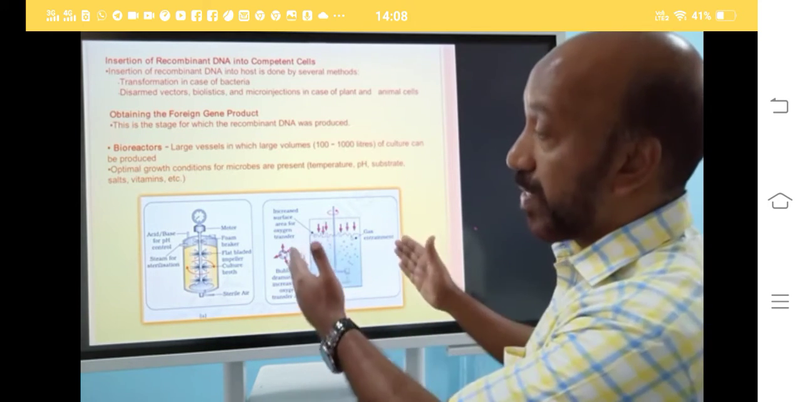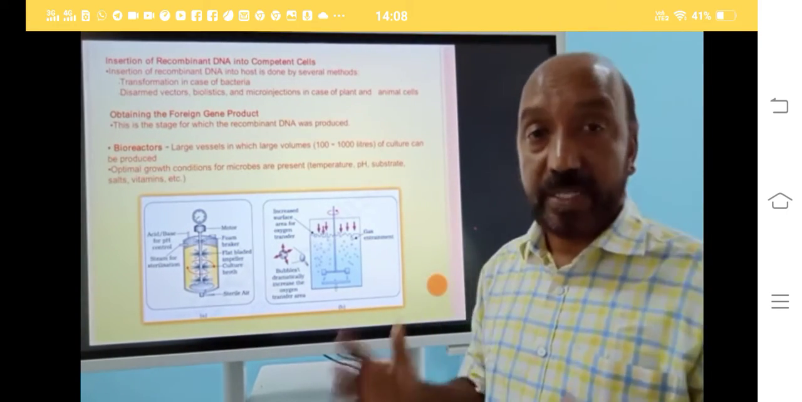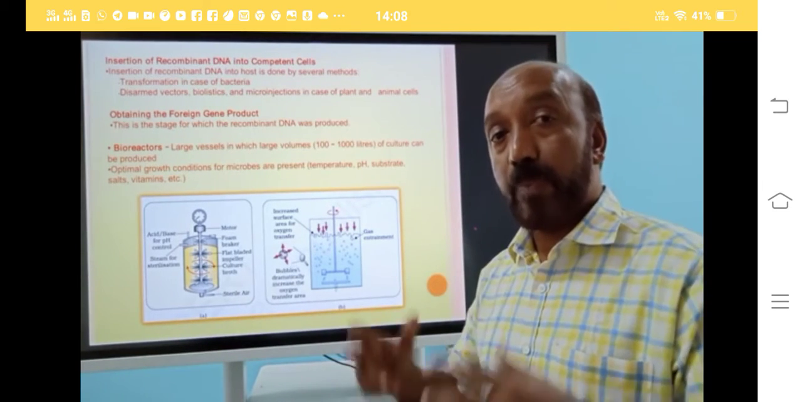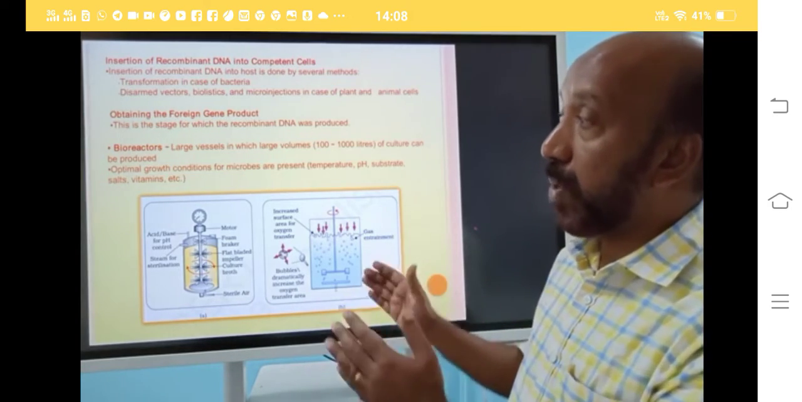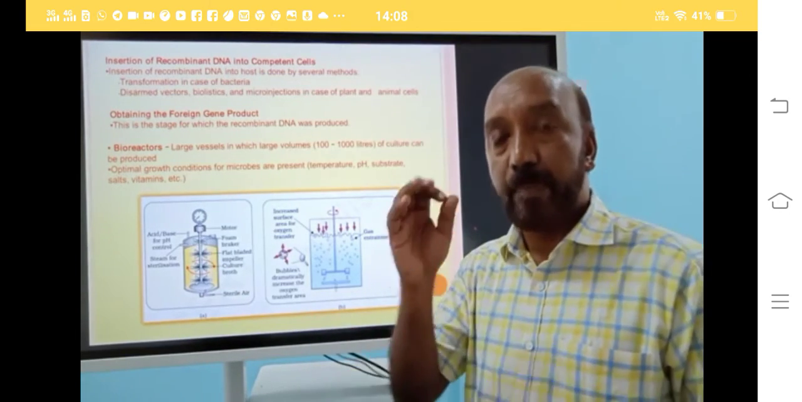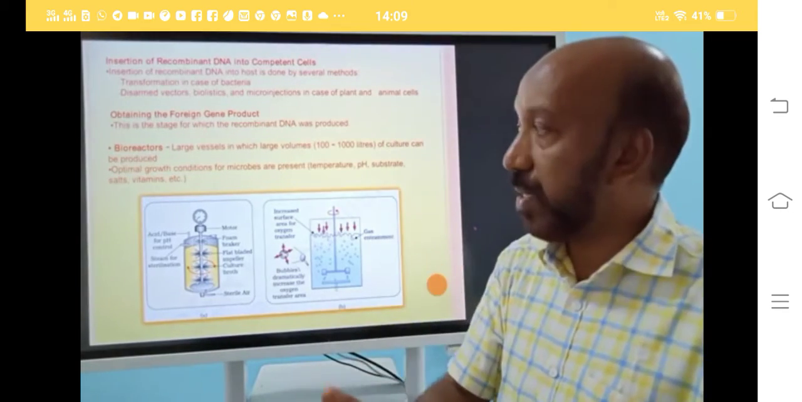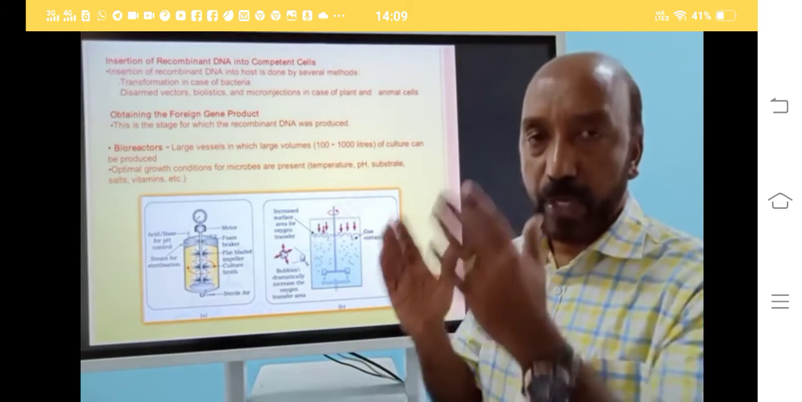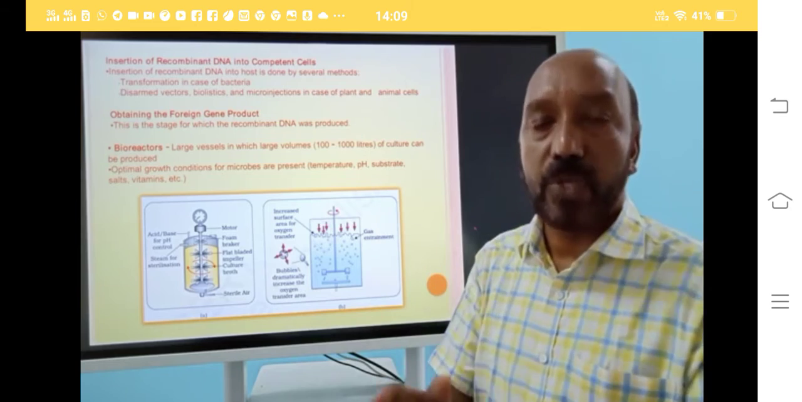And here two images of types of bioreactors are given. Stirred type and sparged type bioreactors are commonly used at the commercial level for the production of the product. This bioreactor will provide all the optimal growth conditions. That means the optimum temperature, optimum pH, required amount of substrate, required amount of oxygen, and the minerals, salts and vitamins, whatever things are essential, everything will be provided by this bioreactor. And they will produce all the products, including our product of the gene of interest also.